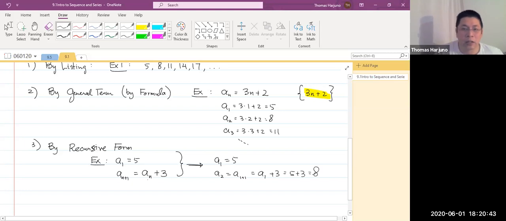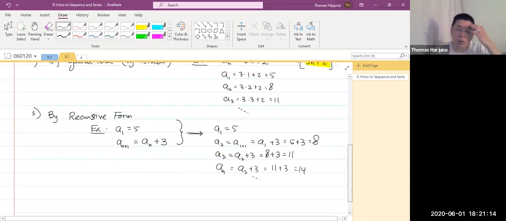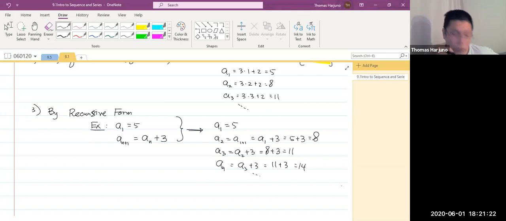Basically, the second term is the first term plus 3. The third term is the second term plus 3. But the second term is something we get earlier. And then the fourth term is the third term plus 3. And so on and so forth. Now, that's what we mean by recursive. So for recursive form, we see the pattern. You keep on adding 3 in this case. Not always like this, though.